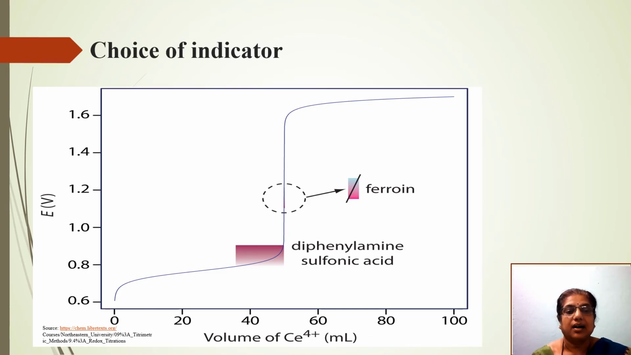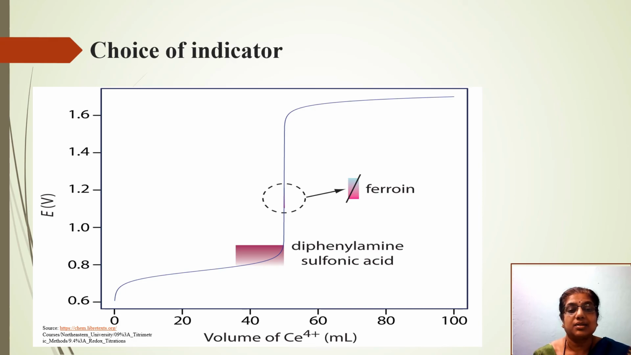This is the graph of EMF versus volume of ceric solution added. Look at the equivalence point. Equivalence point is 1.06. It is more than 1. So if we use diphenylamine indicator for ceric titration, then the diphenylamine indicator will change its color much before the equivalence point commences, whereas ferroin will change its color during the equivalence point, within 0.1 ml, with less than 0.1 ml accuracy itself.